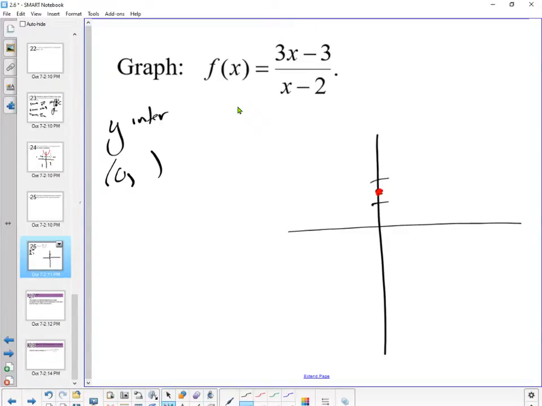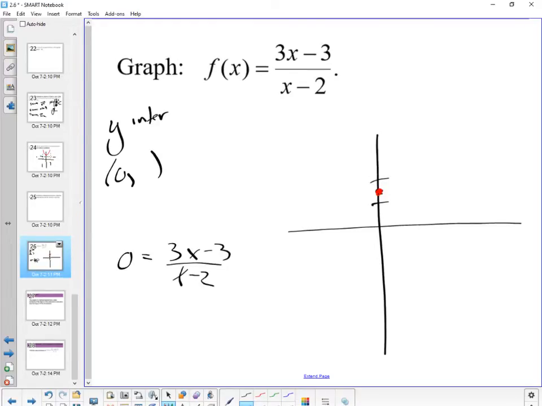Could I check for x-intercepts? How do I check for x-intercepts? I make y 0, correct? So let's see here. 0 equals 3x minus 3 over x minus 2.